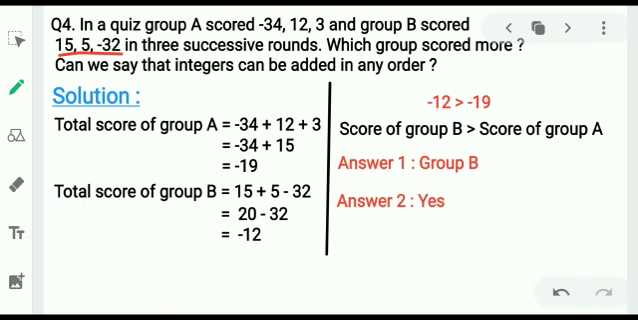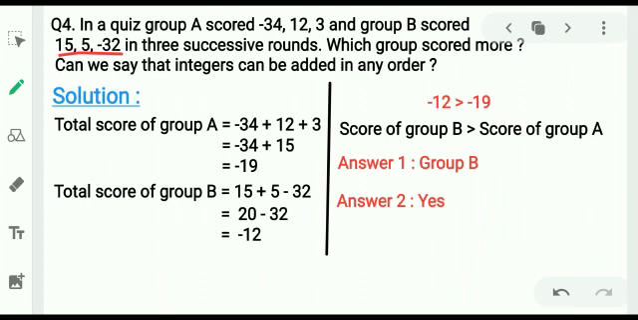So there is a quiz in which 3 rounds are there, and group A scored -34 in the first round, 12 in the second and 3 in the third, while group B scored 15 in the first round, 5 in the second round and -32 in the third round. So we have to tell them which group scored more. Can we say that integers can be added in any order?